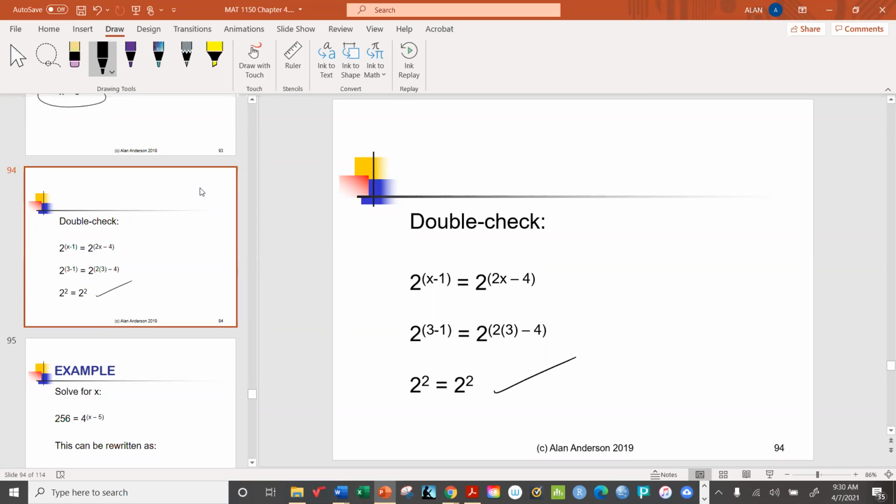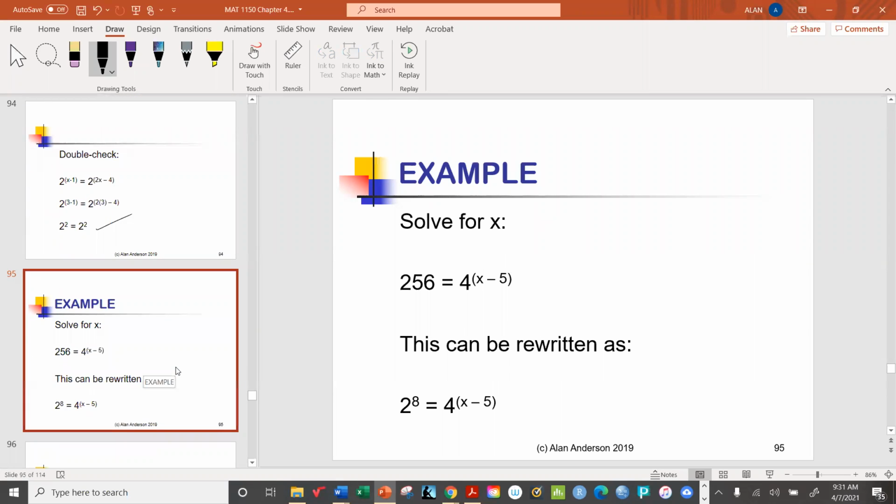Okay, so it looks like it worked. Nice. All right, so let's look at another one. This one's a little different because we have to do some careful thinking first.